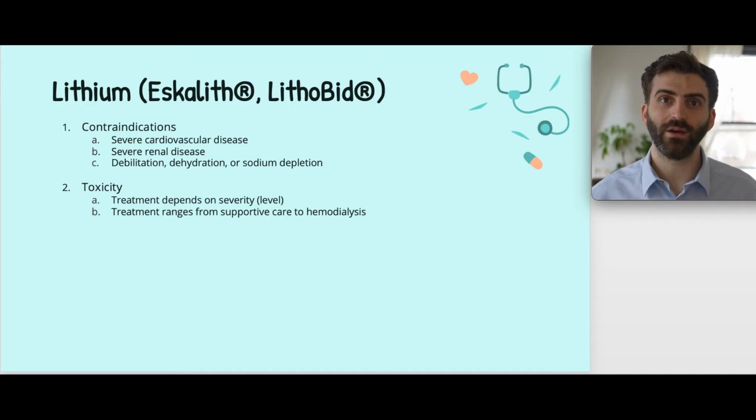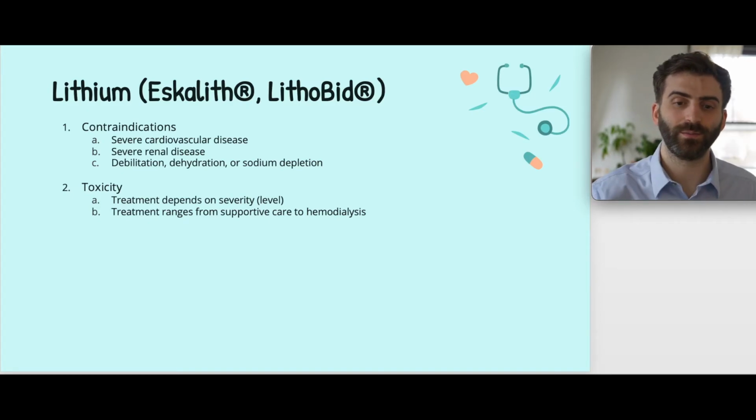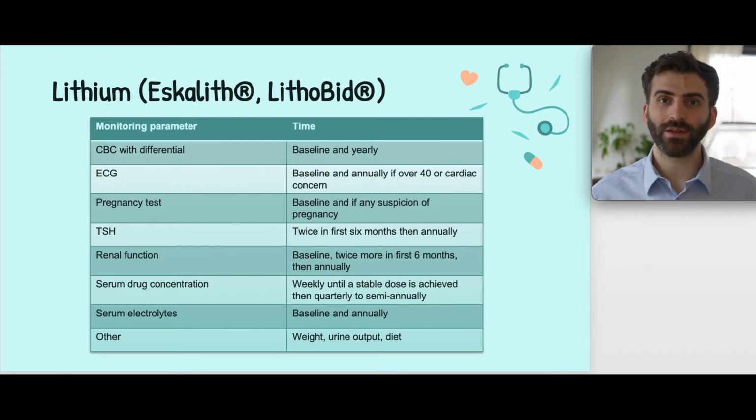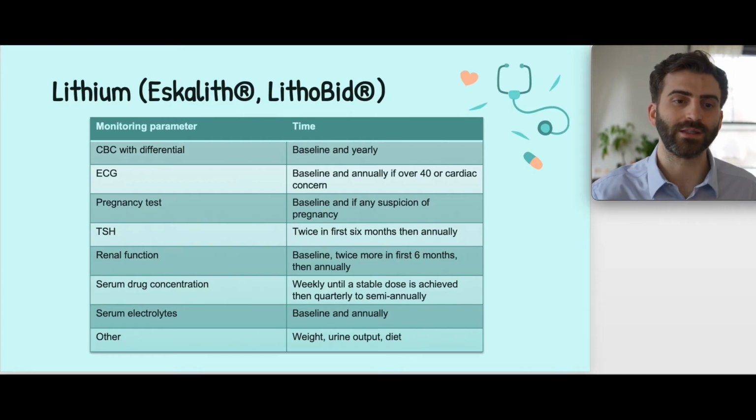Contraindications can be seen here and include some of these organ systems that you're worried about, like the kidneys. Toxicity depends on how severe the toxicity is, and it can vary from just supportive care all the way to hemodialysis. Here's some of the monitoring with lithium, so feel free to pause if you want to see more information about it, but I just wanted to highlight a few things like the renal function test and the drug level. So you're going to get this quite frequently when you start until you establish a baseline.